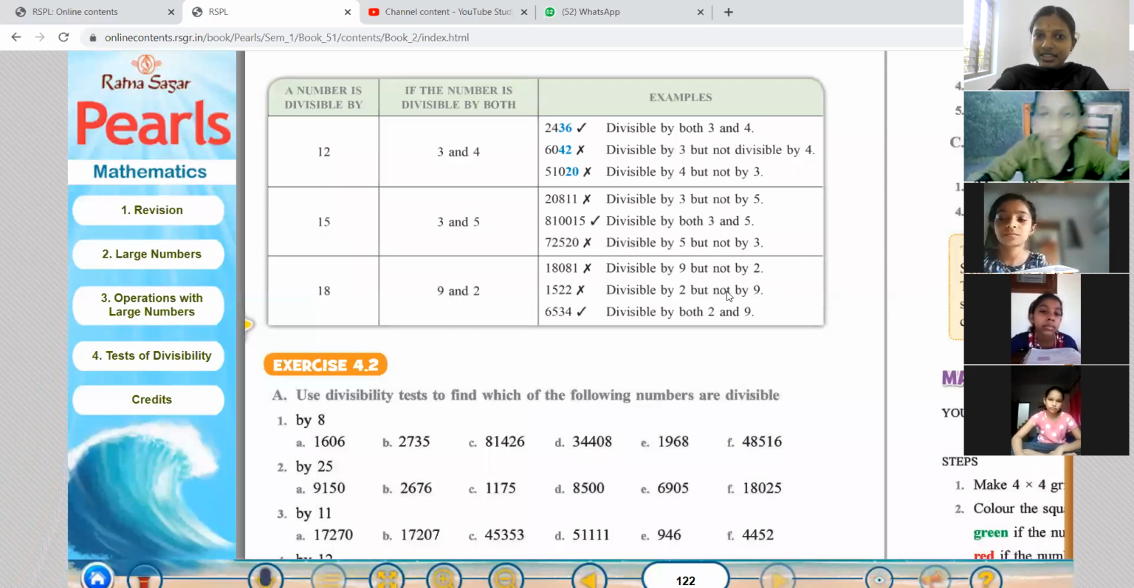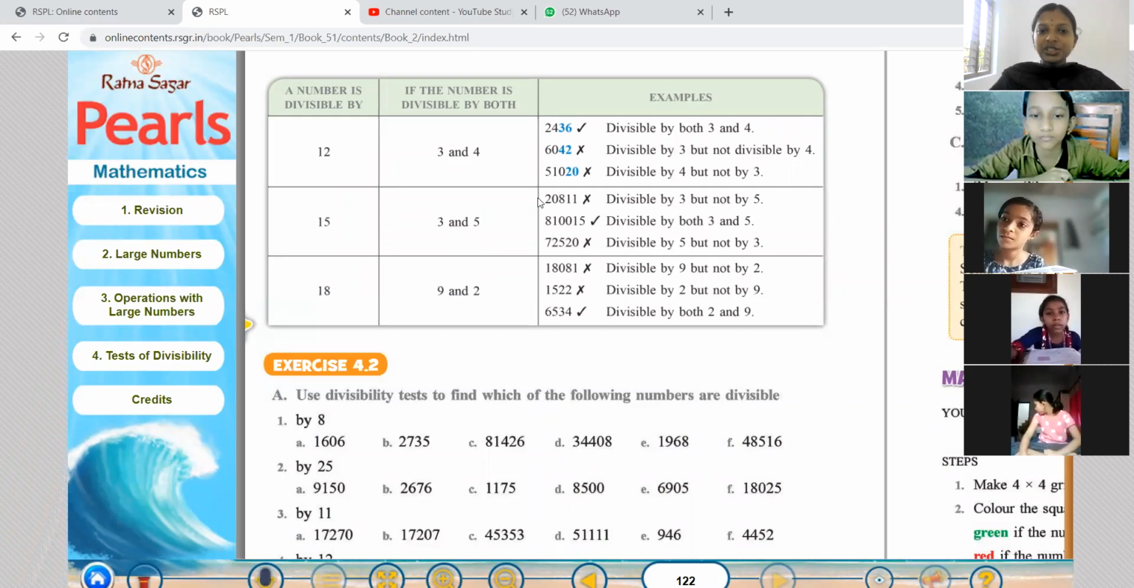then we can say that the number is divisible by 15. Okay, let's check. Look at the example here. What's our first example? 20,811. How will you say 20,811 is divisible by 3?